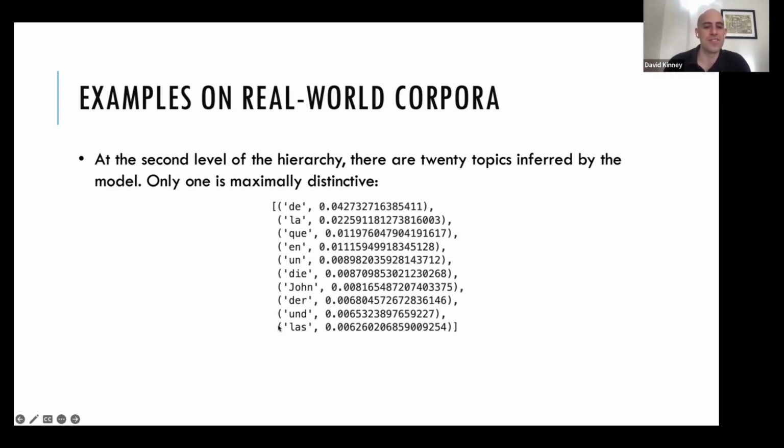So if you look at these words, with the exception of John, we've got de, la, que, en, un, die, der, und, las. Pretty clear what this is. This is a topic corresponding to documents in this corpus that are not written in English, right? So I think a mix of very typical stop words from French, German, Spanish, right? So this topic of words from non-English languages is completely distinctive, right? This I think is very nice confirmation for the operationalization of this idea of distinctiveness in general.